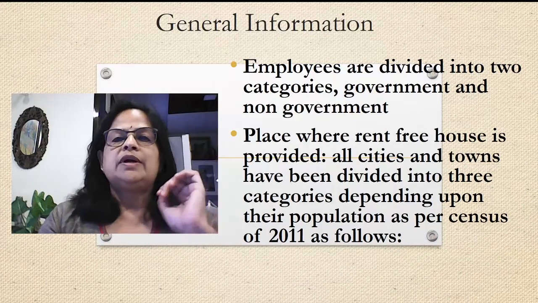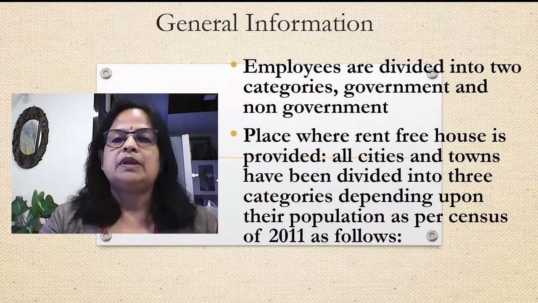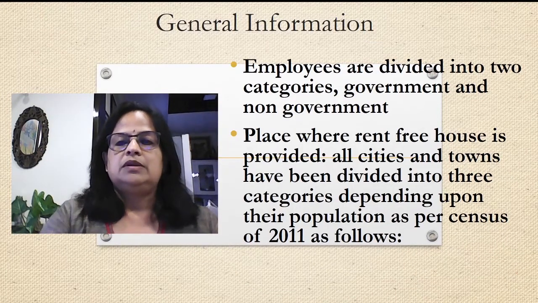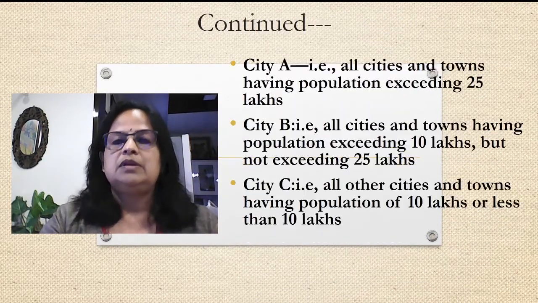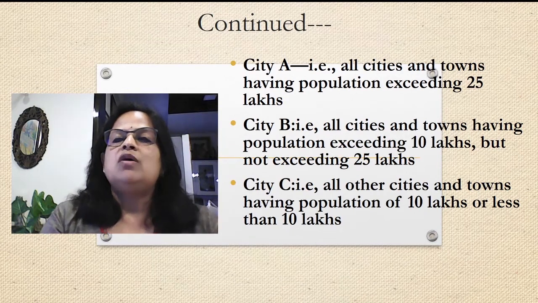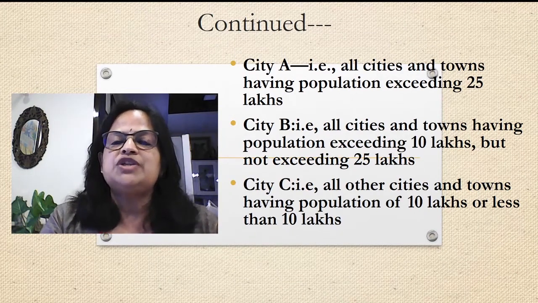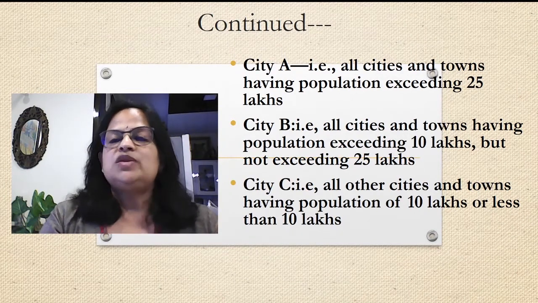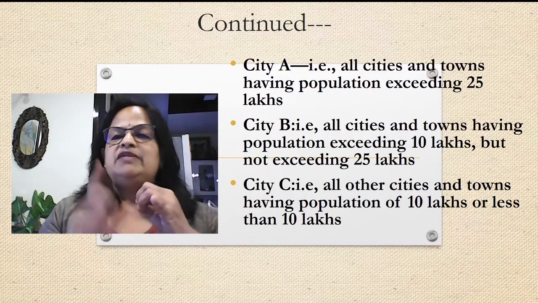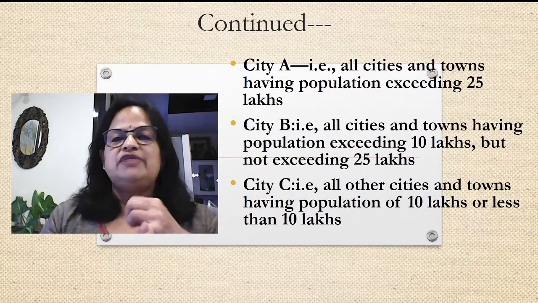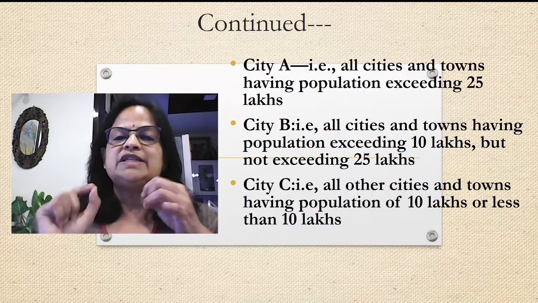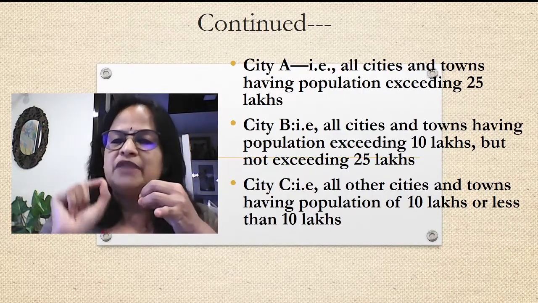So now continuing with that. City A: all cities and towns having population exceeding 25 lakhs. That is the first category, city A, if the population in the city is exceeding 25 lakhs. Now how do you know whether it's exceeding 25 lakhs or not? It will be given in the question.